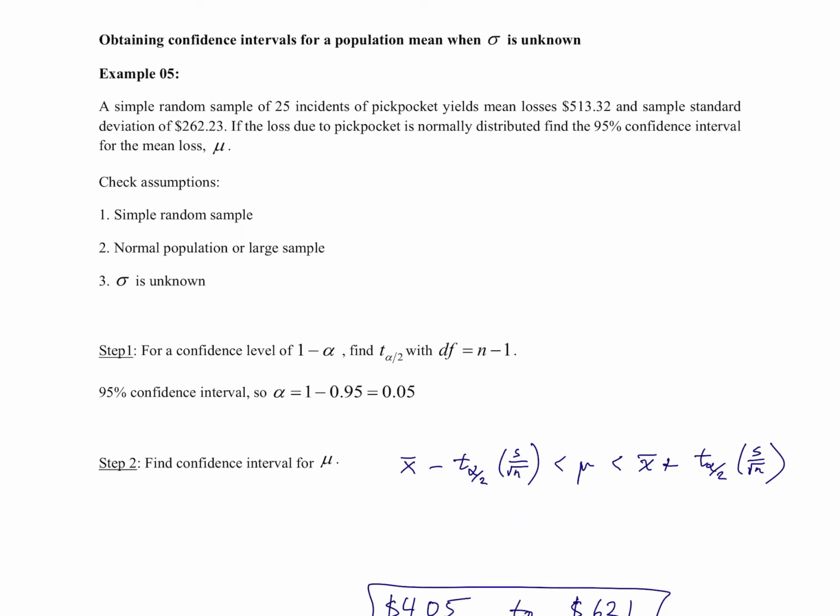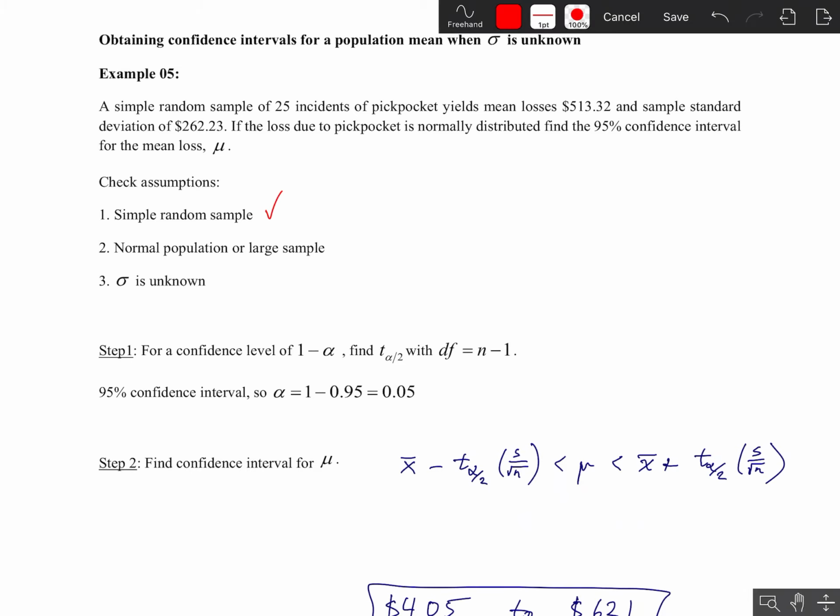Okay, so notice that in this case our sample size is 25. That's not big enough for us to use the ordinary normal distribution. So we'll check off these assumptions. We do have a simple random sample, which is what we need in order to apply any of the formulas that we've talked about. Now, we don't have a large sample, but we do have that the thing that we're estimating is normally distributed. That is, the losses for pickpocketing are normally distributed. And that's what we'll need in these cases.